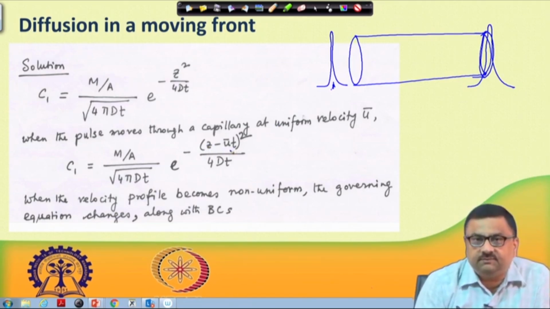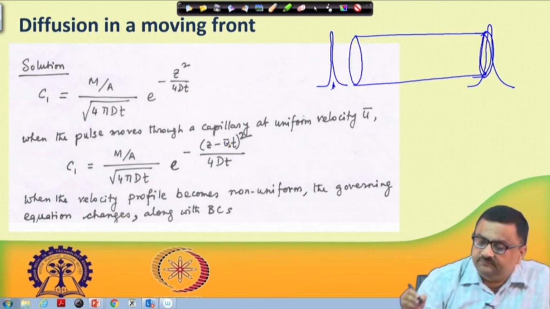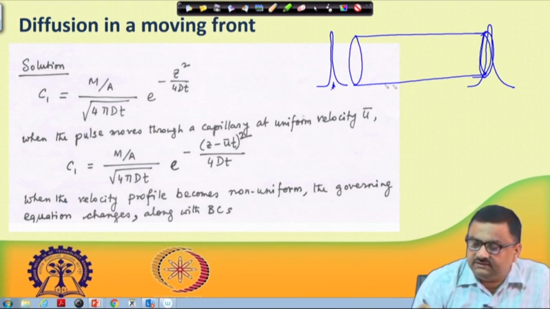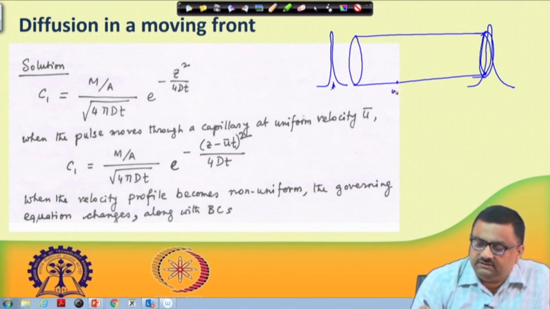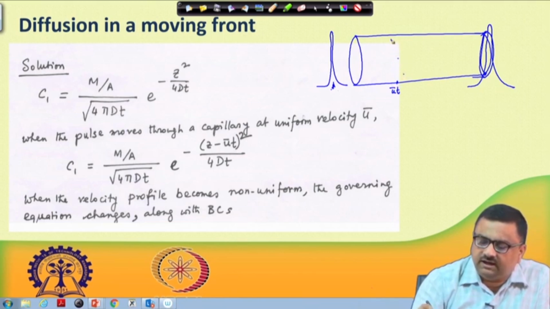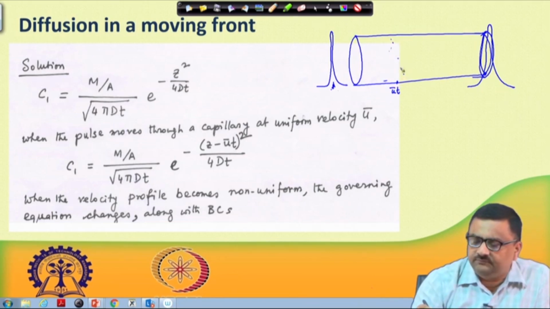You see, it makes perfect sense, because after time t, this center will shift from this point to a location which is equal to a distance u bar into t. So, your center is here. So, all the Z value that you are looking at, that Z value has to be with reference to Z.